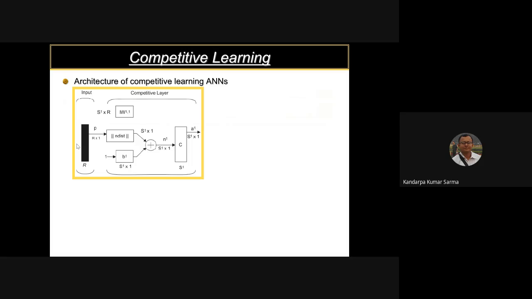Now here is the structure of the competitive learning. Here is layer one. This particular layer shall be the pattern feed layer. We will have here the pattern vector P. Then the next part shall be the competitive layer. This particular n-dist will be a function that calculates the distance measure, the Euclidean distance.